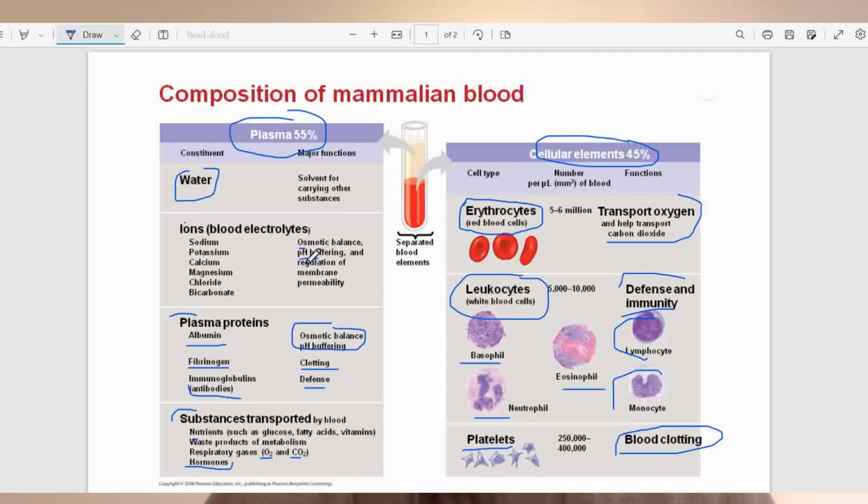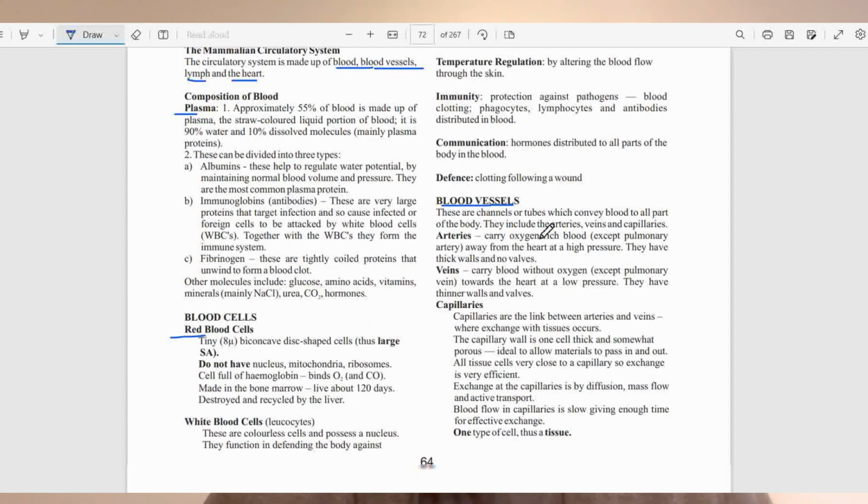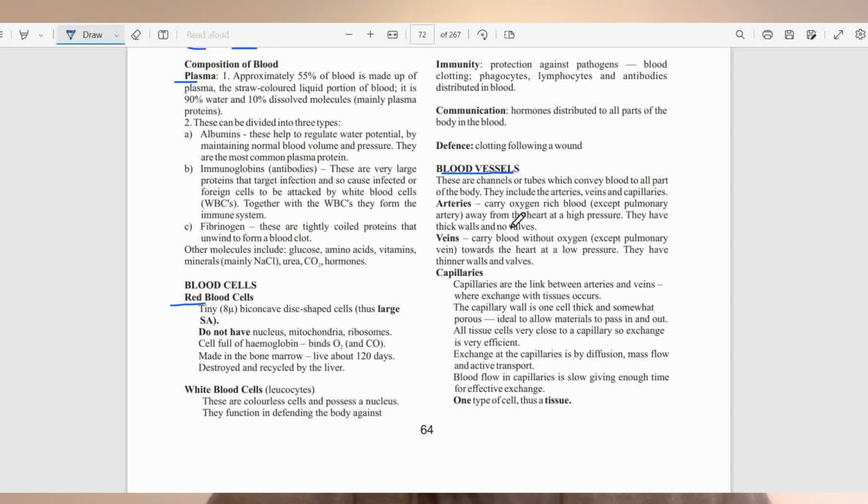Now, I have talked about the blood as one of the components of the circulatory system. Then it is also good to look at the next component of the circulatory system, which is the blood vessel. For blood vessels, primarily there are three types. That is the artery, which carries blood away from the heart at high pressure. And you have the veins, which carry blood towards the heart at low pressure. And you have the capillaries, which are the link between arteries and veins.